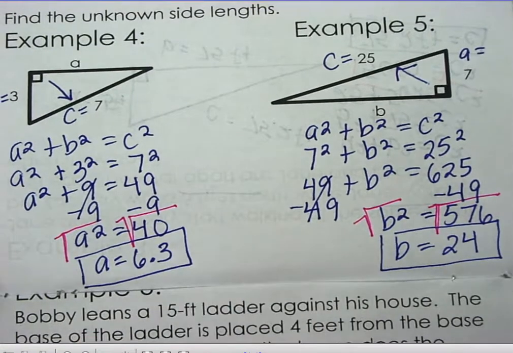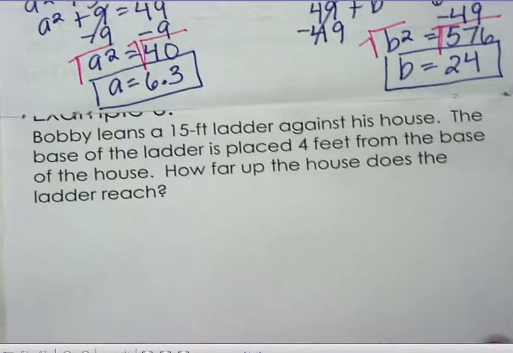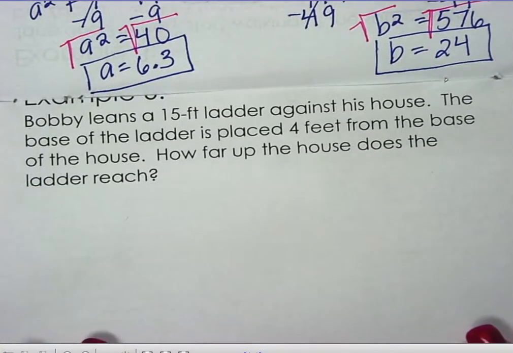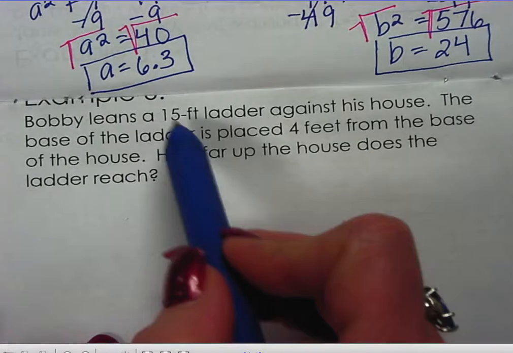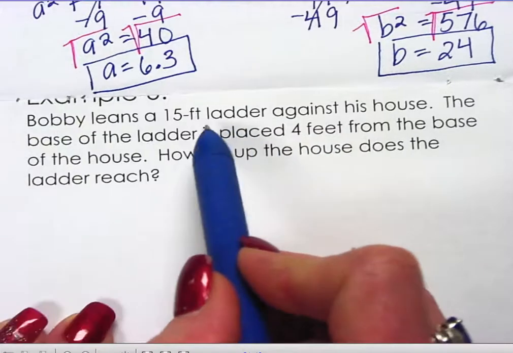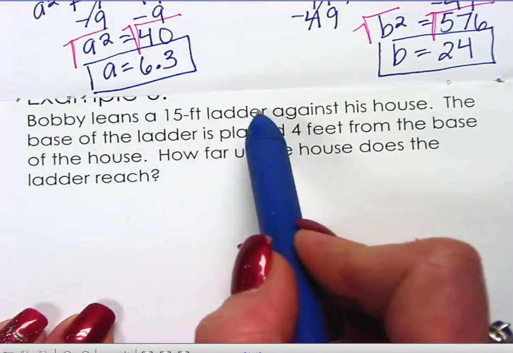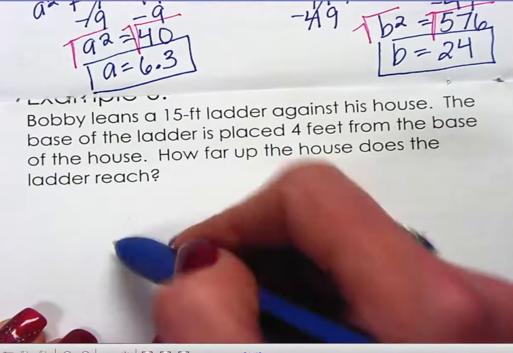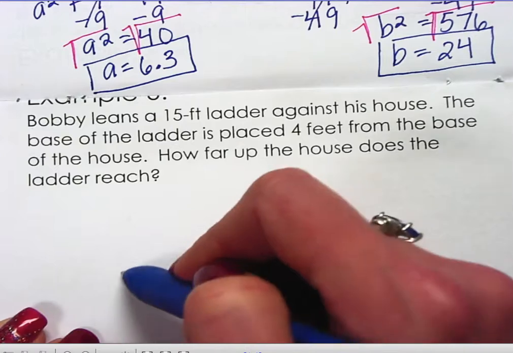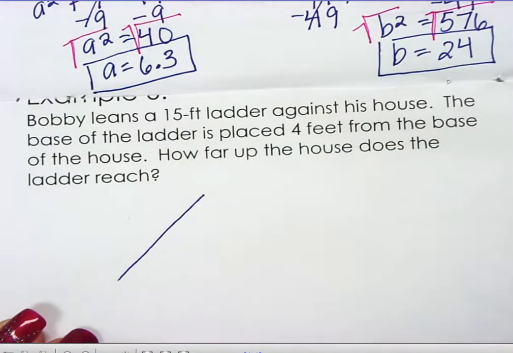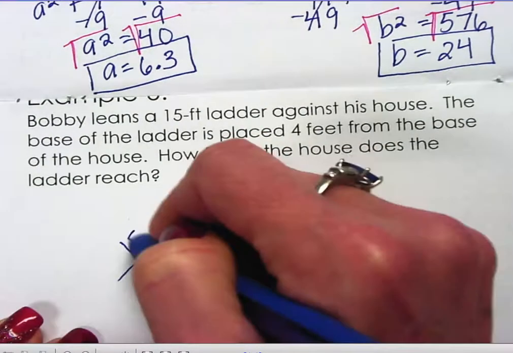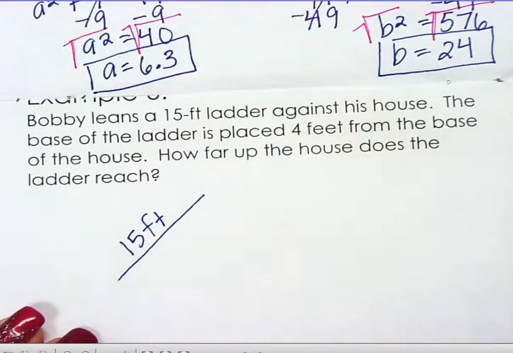All right, let's take a look at the last example. Bobby leans a 15-foot ladder against his house. The base of the ladder is placed 4 feet from the base of the house. How far up the house does the ladder reach? Okay, so we know, again, we're going to draw a picture. He's leaning a 15-foot ladder against his house, so I'm going to draw a leaning ladder, and I'm going to label it 15 feet. You need to draw a picture for these.